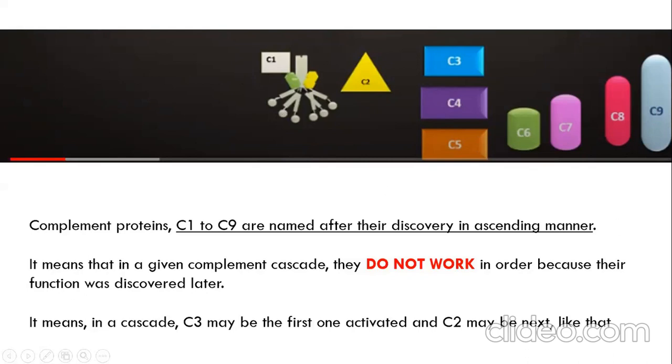So it doesn't mean that in a given complement pathway cascade, the reaction goes from reaction 1, C1, to reaction 9, C9, with every step followed in numerical order. It doesn't work like that. The numbering only reflects the order of discovery. These proteins may work in a random order in a given reaction cascade pathway, which we will look into.